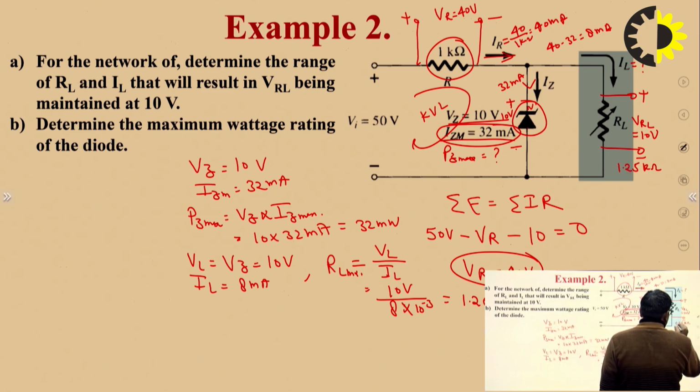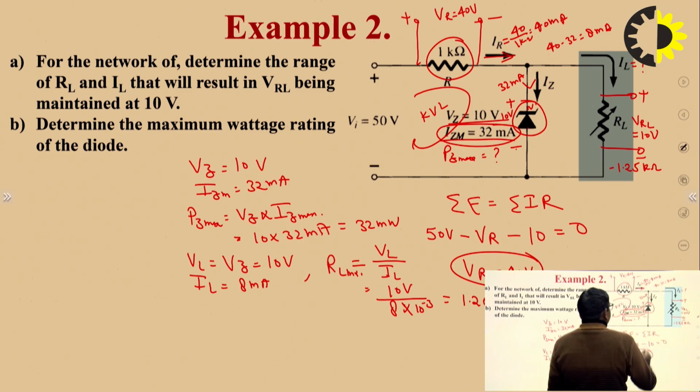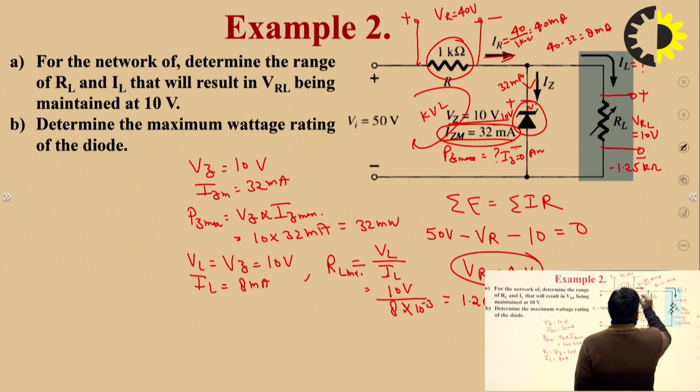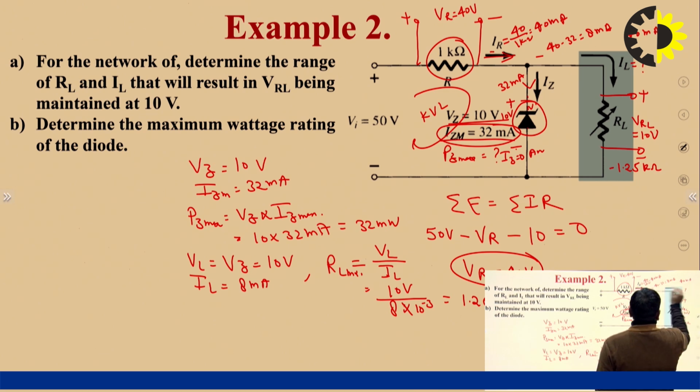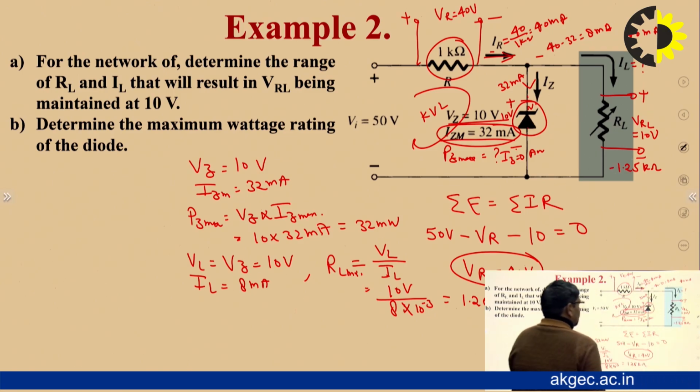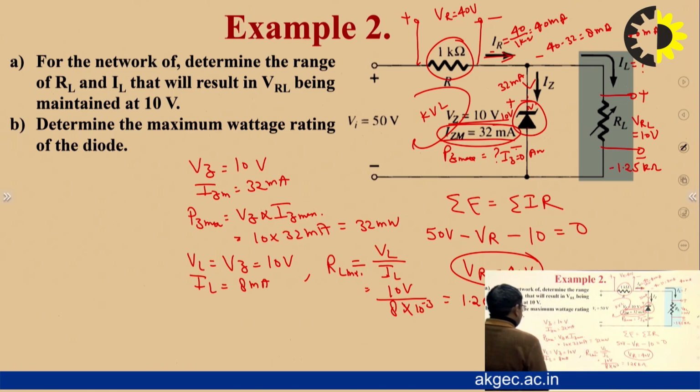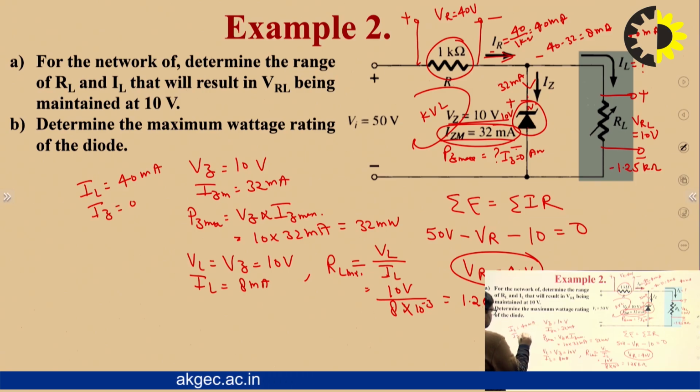This is the maximum value, and for the minimum value, if we choose it, Iz should be 0 ampere. So 40 milliampere current flows here, because no current flows through the Zener, so IR is equal to IL. So 40 milliampere current flows here. So what is IL? IL is equal to 40 milliampere, because the Zener current should be 0.